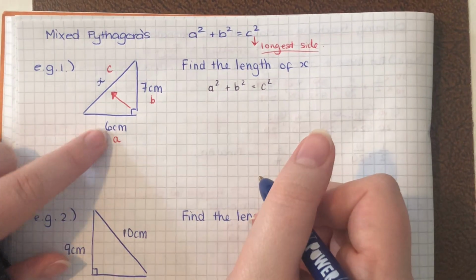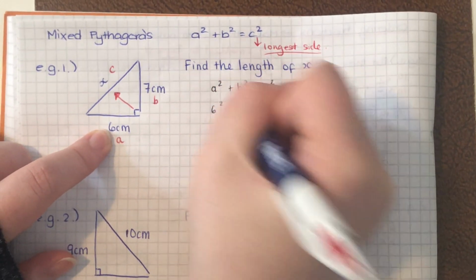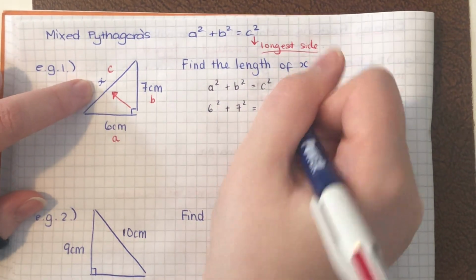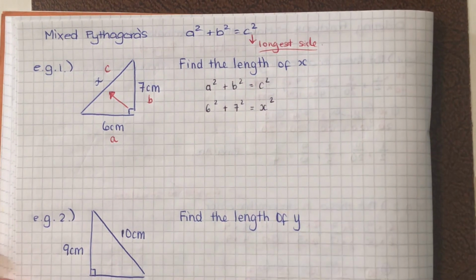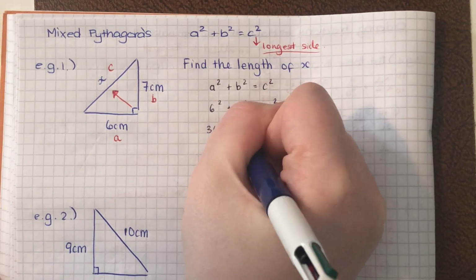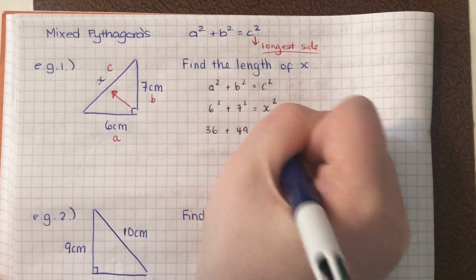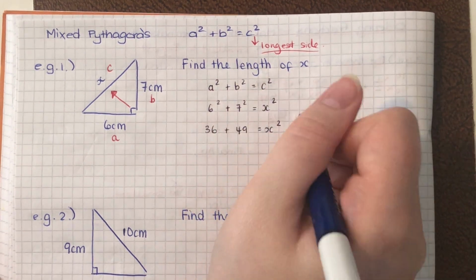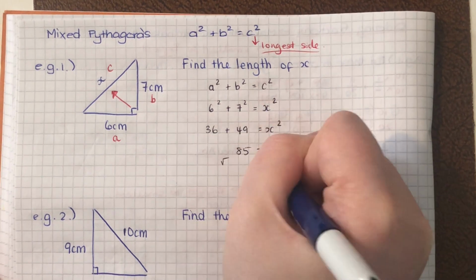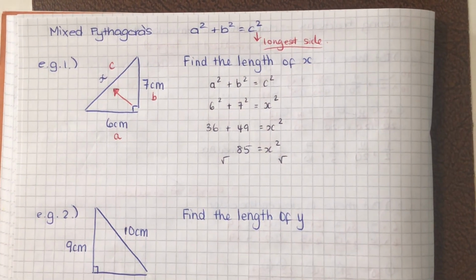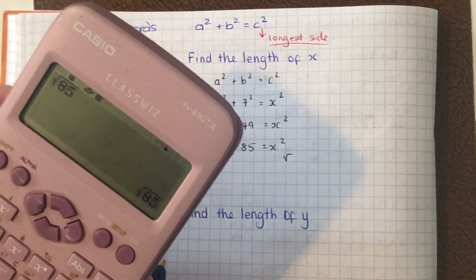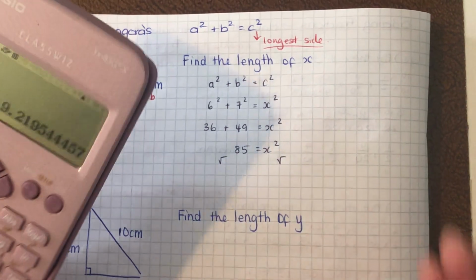So A is 6, so it's going to be 6 squared, plus B is 7, so 7 squared, and that's equal to C, which is X, so it'd be X squared. Then we just carry on like normal. So 6 squared is 36, plus 49 is equal to X squared. The numbers are next to each other, so we can just add them together. So it's going to be 85 equals X squared, and then square root, 9.2-ish. So square root of 85, click S to D, and yeah, not far off, 9.2.